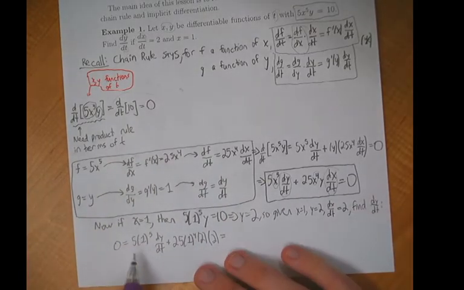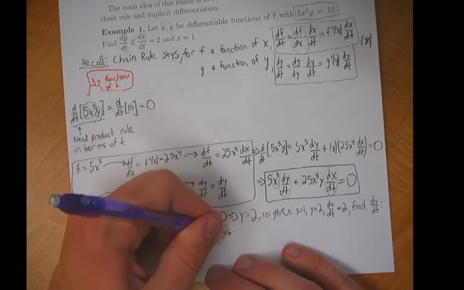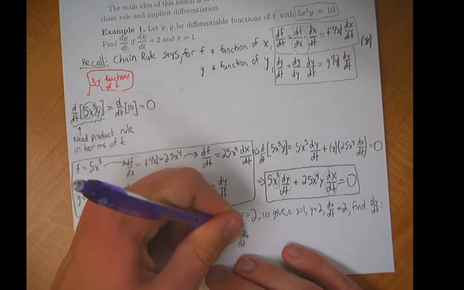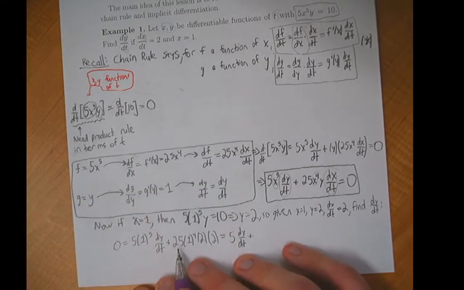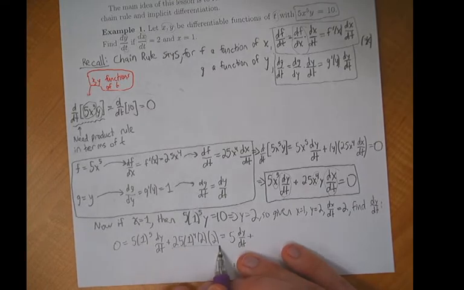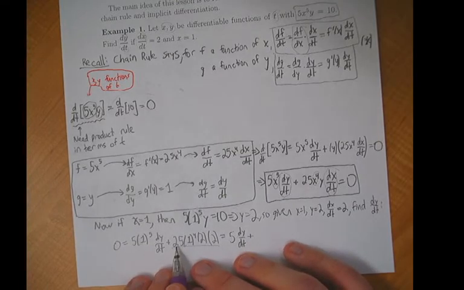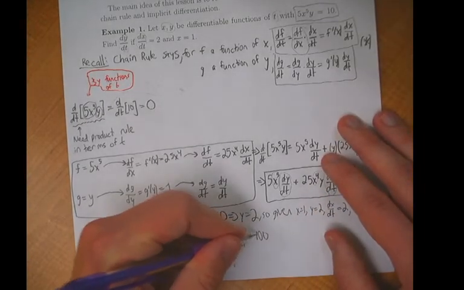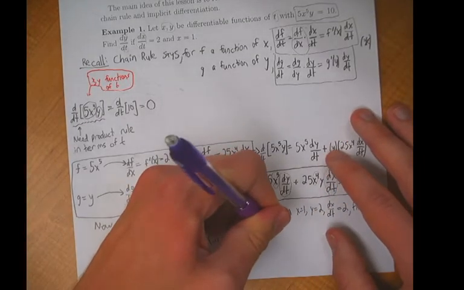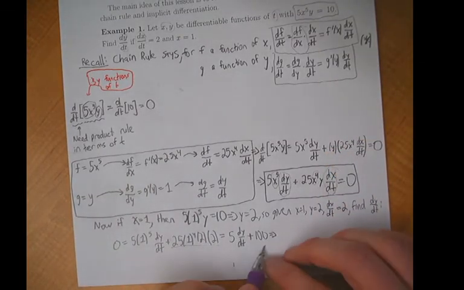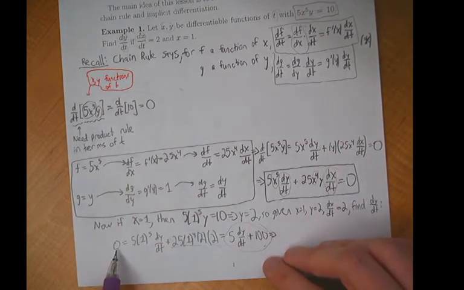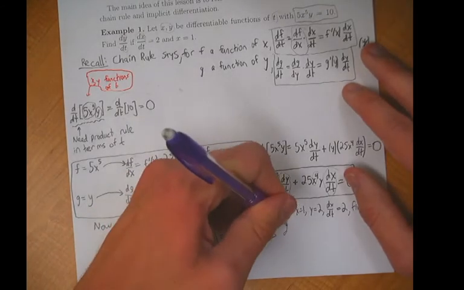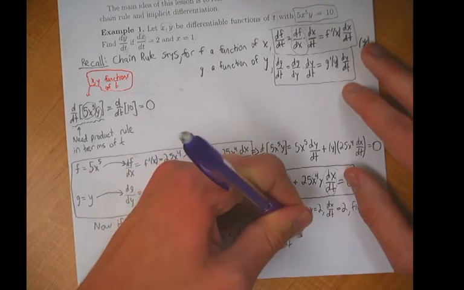So then we have 5 times 1 to the fifth, that's just 5, times dy dt, and then plus all of this, which is equal to 25 times 2 times 2, so 100. So then, noting that all of this right here is equal to 0, you should be able to pretty quickly get that dy dt is equal to negative 20.